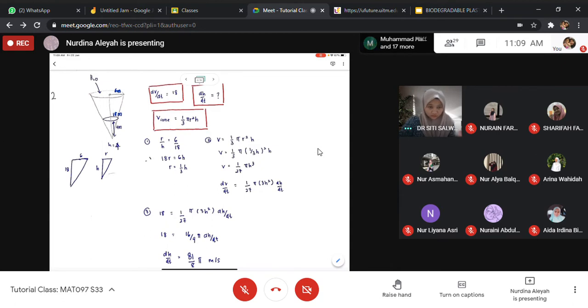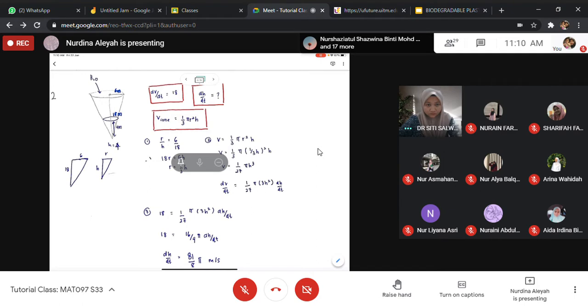So the question asks a water tank in the shape of upside down cone. So upside down cone means inverted cone. Saya ada lukis dekat sini, cone dia inverted. And then height dia 18 meter with radius 6 meter. Saya pun ada tulis dia punya height and radius. And then dia kata the water flows at constant rate 18 meter kuasa 3 over minute. Yang tu kita tahu dV over dt. So dV over dt is equal to 18. Saya pun ada tulis dekat sini juga.